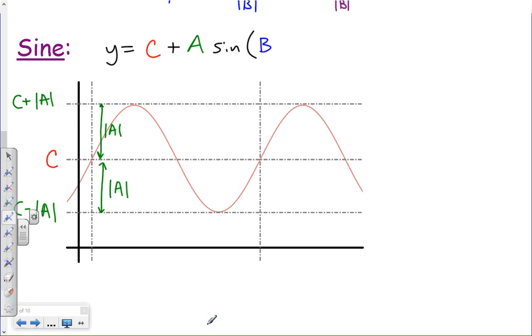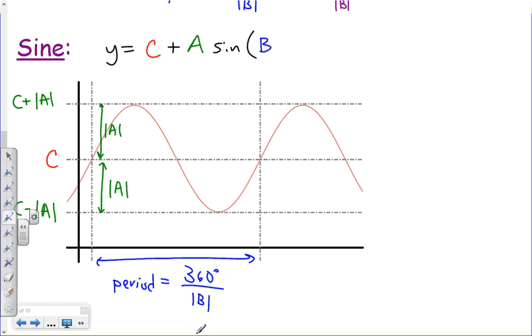And b, again, is related to the period of our function. So this horizontal distance right here is the period, and that's equal to 360 degrees divided by the absolute value of b. Again, I can't stress this enough that b is not the period. B is related to the period, though. You measure this distance, and then that distance is equal to 360 divided by b. And then you can solve to find out what b must be equal to.